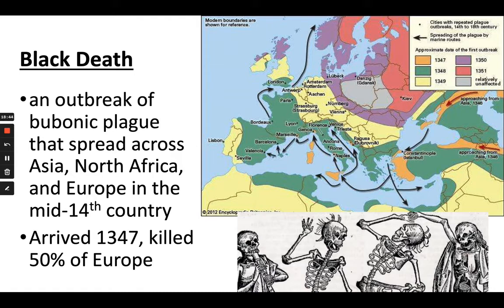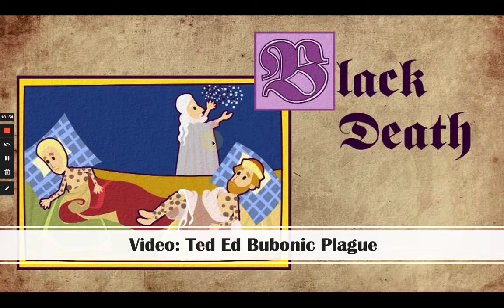The population in Europe will not recover to pre-plague levels until 1500. So it'll take over a century for Europe's population to fully recover.